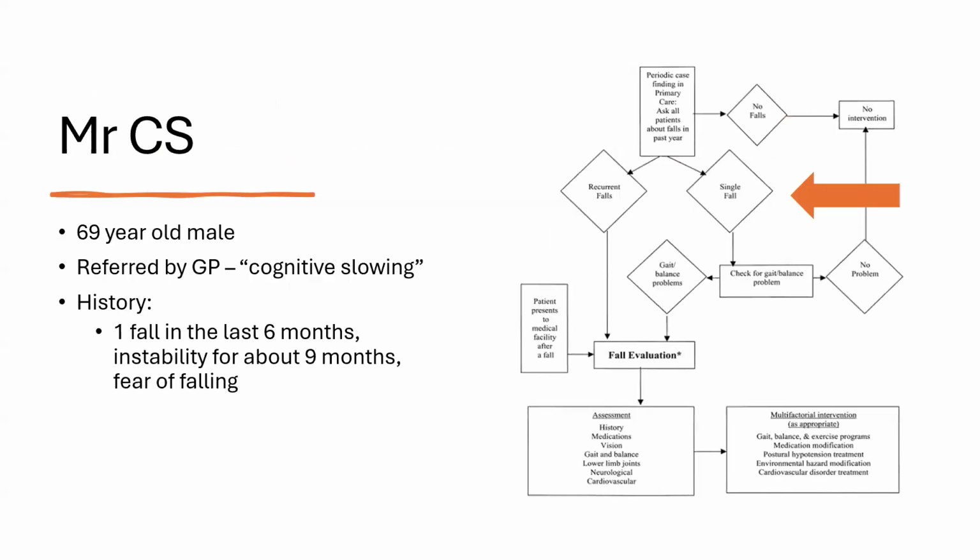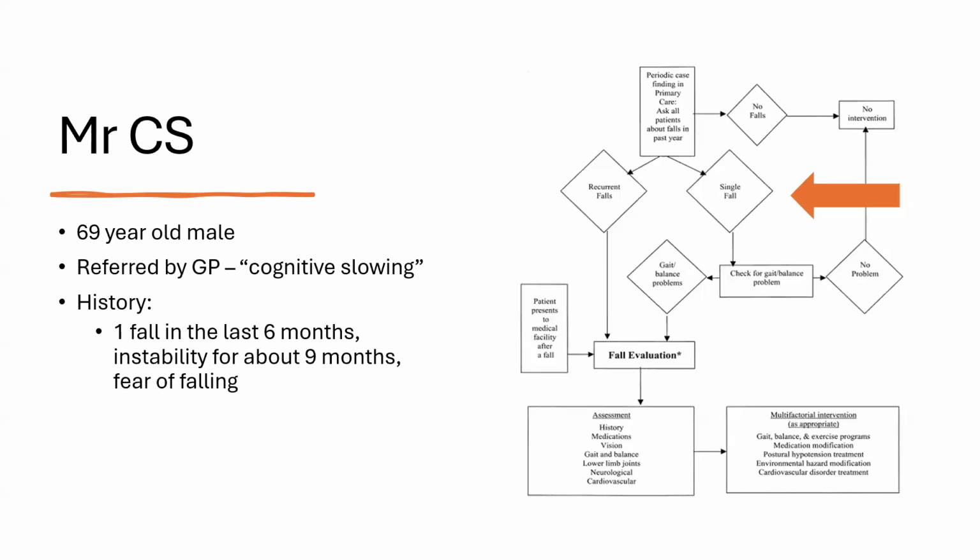So just to go through a few cases. So we had a patient, Mr. CS, who was a 69-year-old male. He was actually referred from a GP to the geriatric clinic with cognitive slowing. And on history, we found that he had fallen once in the last 6 months, and he'd been having instability for about 9 months, and he also had a fear of falling.